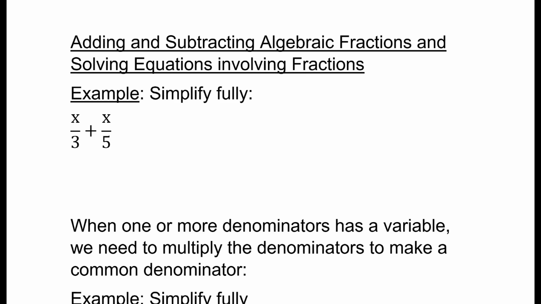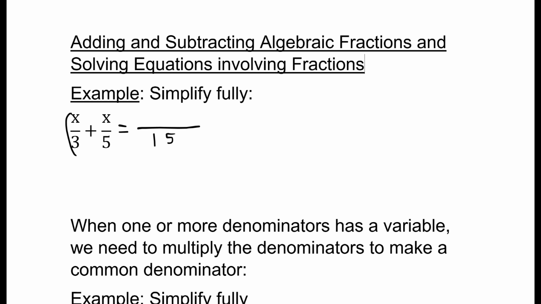To solve equations involving fractions, we need to know how to add and subtract algebraic fractions. For example, if we want to simplify the expression x over 3 plus x over 5, we need to consider how we can get a common denominator. We know that the lowest common multiple of 3 and 5 is 15, so that's going to be our common denominator. We've basically times 3 by 5 because the lowest common multiple of 3 and 5 is actually 3 times 5.